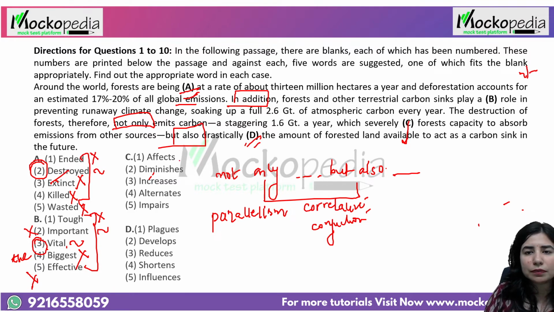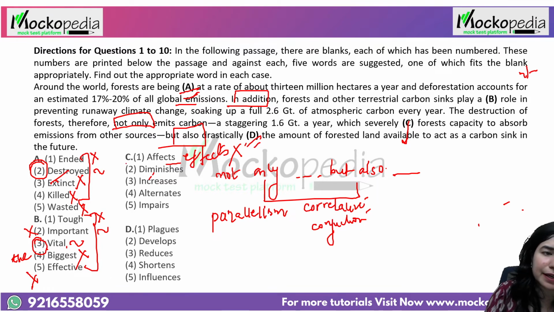To dekho, affects and effects, these are two things. Ab yahan vocabulary test hogi isliye ye eliminate ho gaya. Diminish hota hai reduce karna, ye impact create kar raha hai. So this goes out, increases, to opposite in meaning hai. Alternate ka bhi matlab nahi fit karega. So impairs would be the best match for this, right?